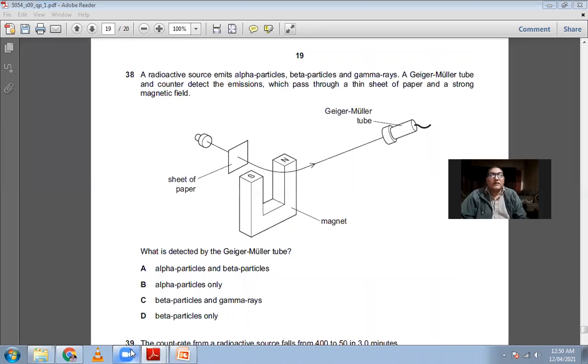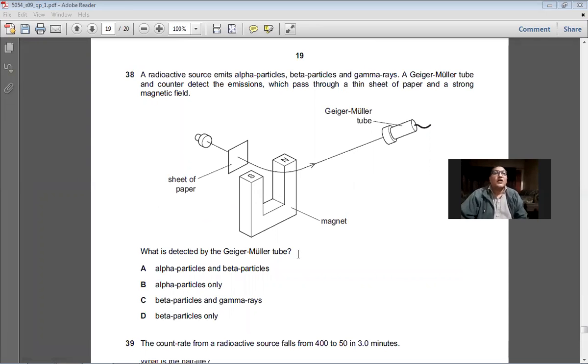Read the question. Okay. A radioactive source emits alpha particles, beta particles, and gamma rays. A Geiger-Müller tube, which we call GM tube, and counter detect the emissions which pass through the thin sheet of paper and a strong magnetic field. What is detected by the GM tube?